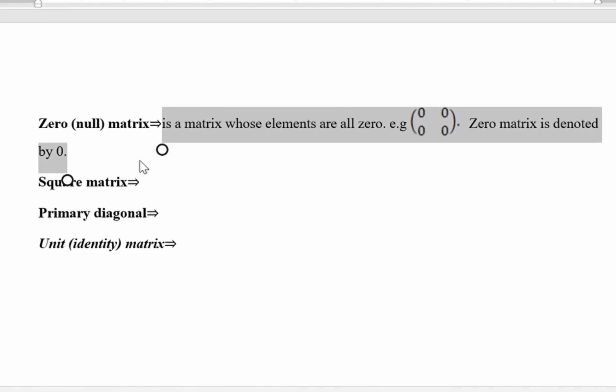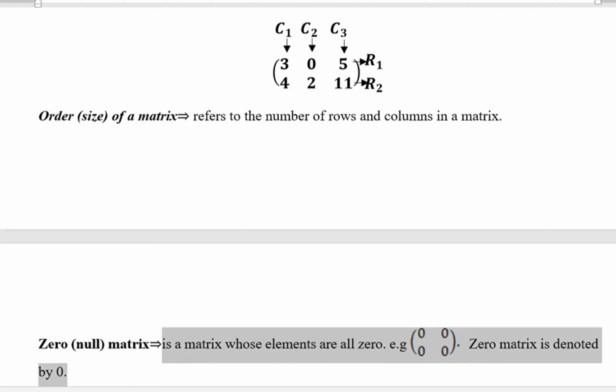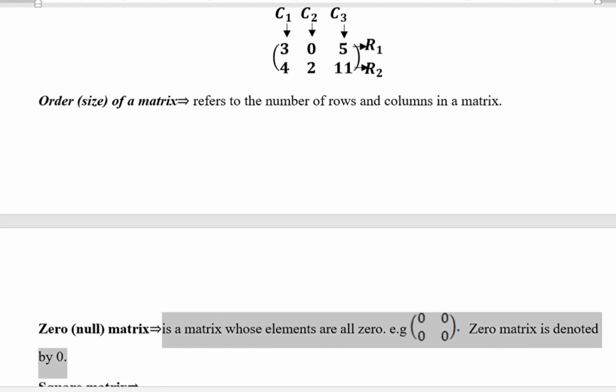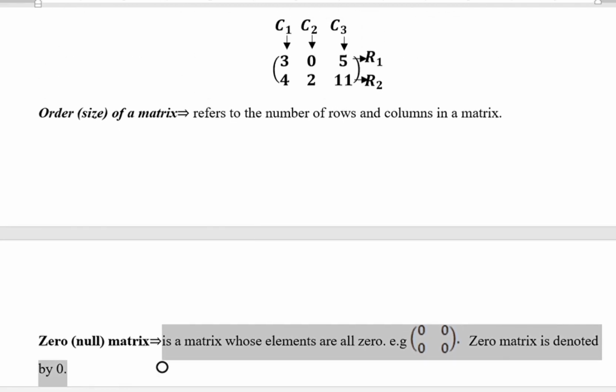A square matrix is a matrix having equal number of rows and columns. Like it can have 2 rows and 2 columns, or 3 rows and 3 columns. A good example is this one because it has 2 rows and 2 columns. So it's a square matrix. But the one above here has 2 rows and 3 columns, meaning the number of rows are not equal to the number of columns, and therefore we cannot say that this one is a square matrix.